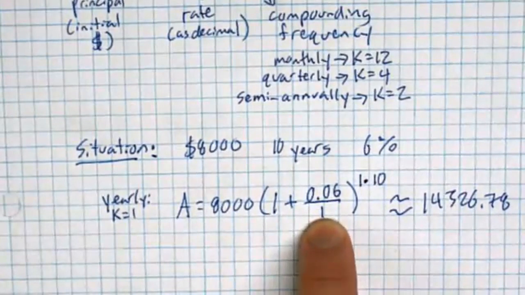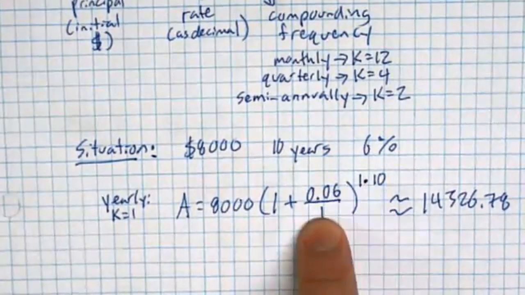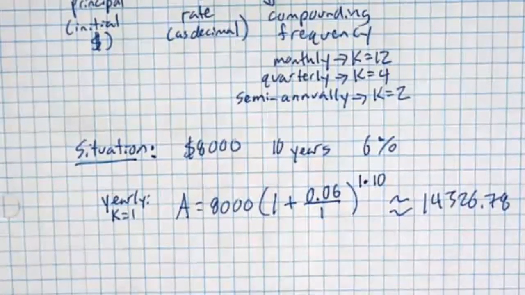So yes, if I go to semi-annually, this is going to end up being a 20 up here, but this is only going to be 0.06 divided by 2, isn't it? So you get twice as many payments, but you're only getting half as much interest each time. So there is a bit of a trade-off, but even with that trade-off, do you think we're going to end up with more money or less? More? So let's go semi-annually.